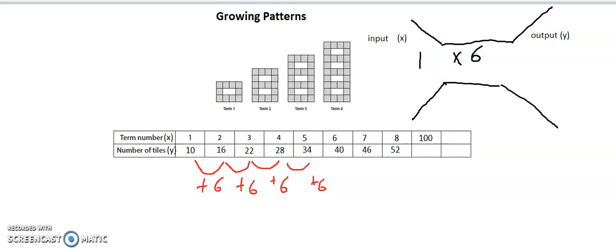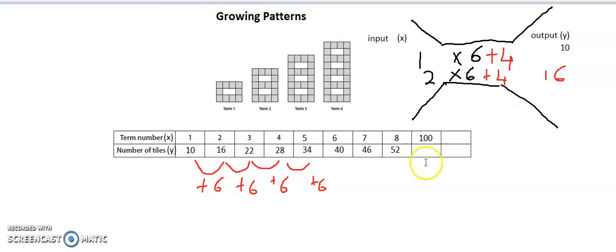So 1 times 6 is 6. And then I ask, what else do I need to do to get it to 10? Well, for starters, I just need to add 4. So then I double check that rule. I go to my next term, where x is 2. If x is 2, I know it's going up by 6, so I'm just timesing it by 6. So 2 times 6 is 12. If I plus 4, I get to 16. And 16 was my output.